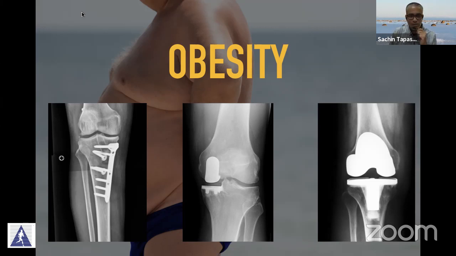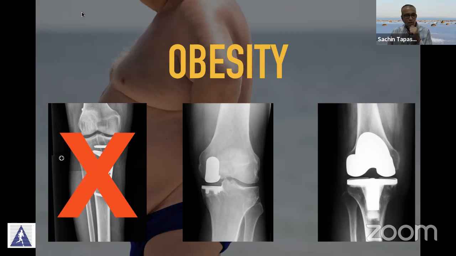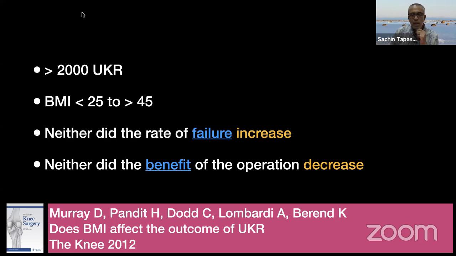So obesity is a definite contraindication for osteotomy, because an osteotomy in the presence of a BMI higher than 35 is likely to produce poorer results. You're better off doing either a partial or a total. And recent literature does show that in the presence of a BMI that is higher than 45, a partial knee replacement also works.